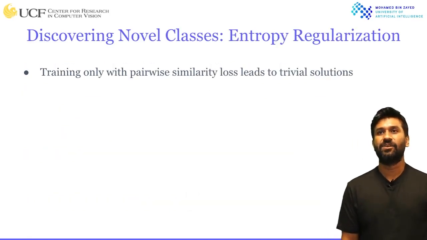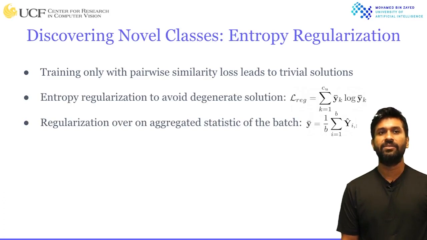Even after training the network with the cross-entropy loss and pairwise similarity loss, our training has a degenerate solution. That means all the unlabeled samples can be clustered into a single class. To address this issue, in our work, we introduce an entropy regularization term, which basically maximizes the output entropy of a whole mini-batch, so that all the samples don't get clustered into a single class. So once we have all these three losses, now let's look into how we train our method.